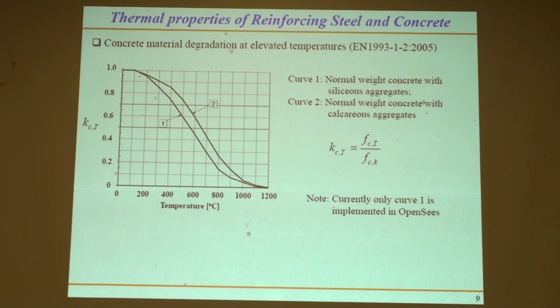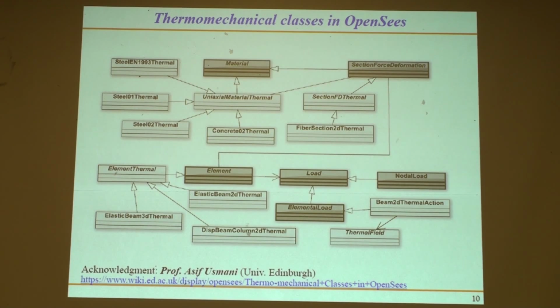This is one example. Right now, only this curve 1 is implemented in OpenSees. So if you're in an area where you have mainly calcareous aggregates for your concrete, then you need to implement the next one. And at the material level, I have the next slide where I'll show more of what materials right now are implemented.